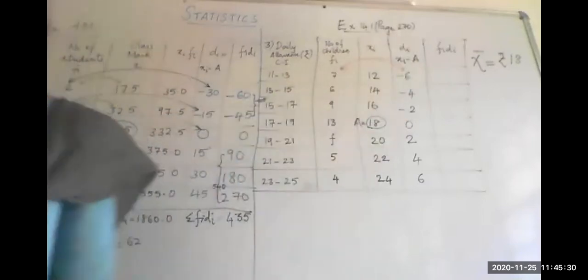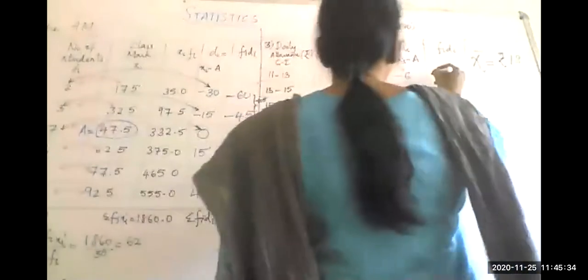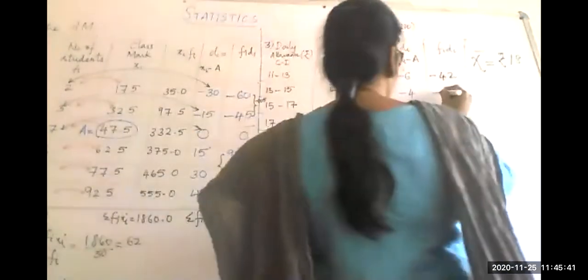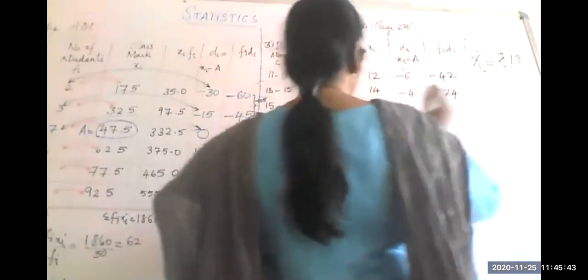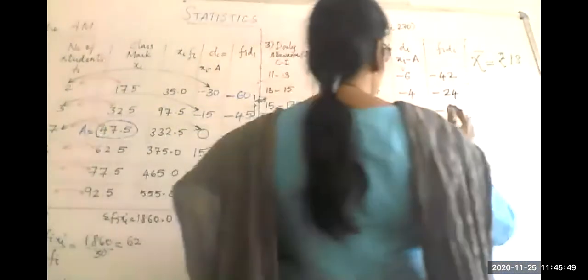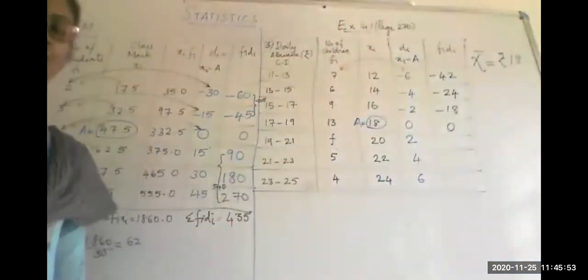7 into negative 6, that is negative 42. Be very, very specific about the symbols. 6 into negative 4, negative 24. 3 into negative 2, negative 18. Negative 8 into 0 is 0. Now what will happen to the next one?